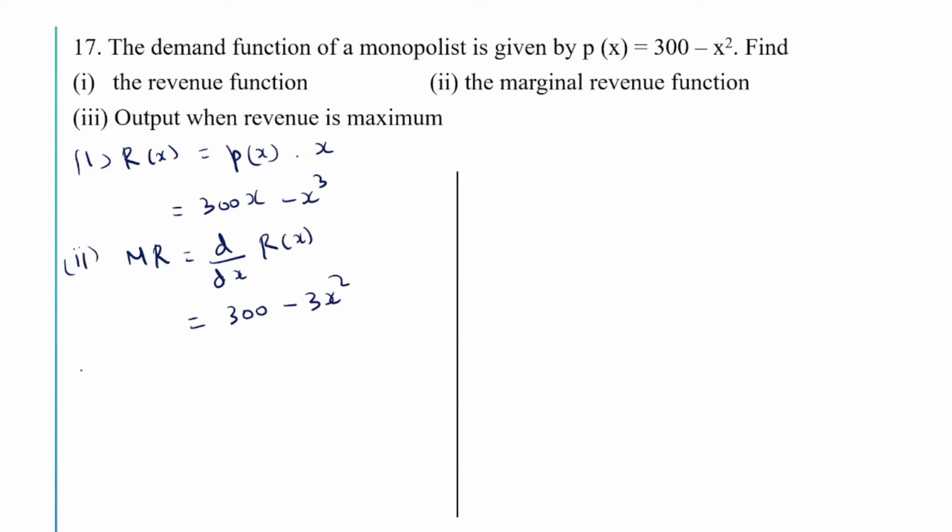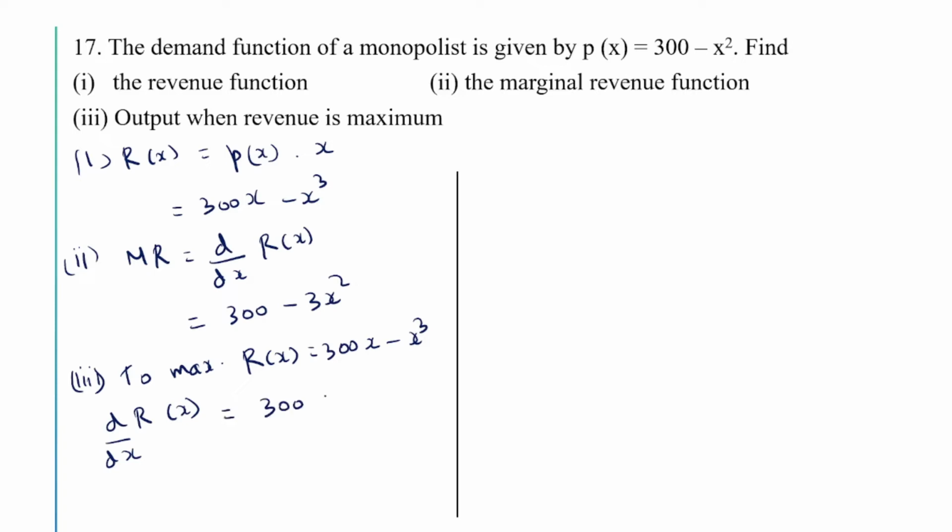Then the third subdivision, we have to find the output when revenue is maximum. So the third subdivision, we have to maximize revenue. To maximize, R of x is equal to 300x minus x cube. So for this first we have to find d by dx of the revenue function. It is nothing but 300 minus 3x square. We know that at the critical points, this is equal to 0.